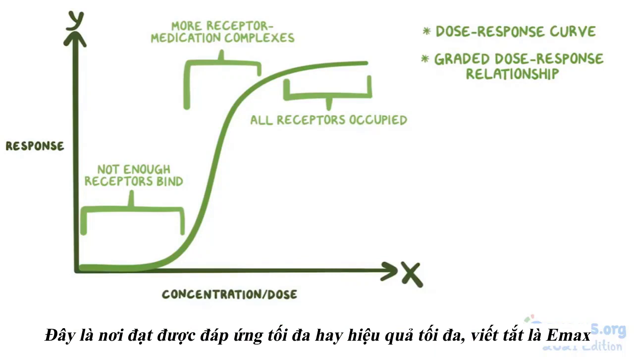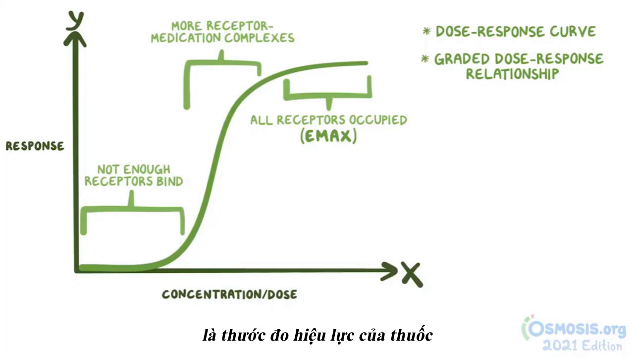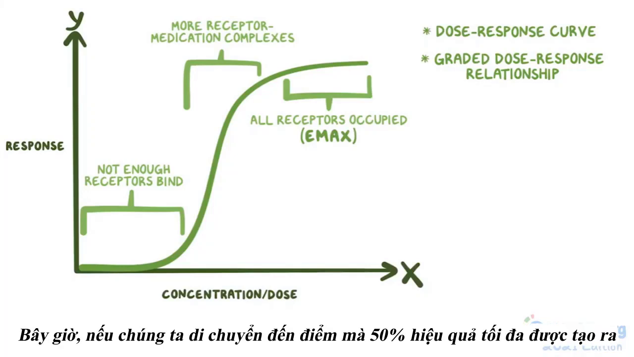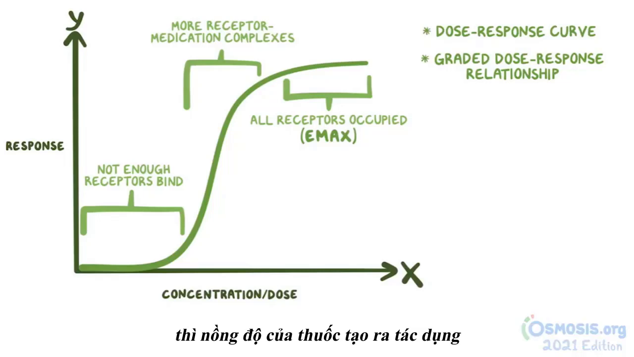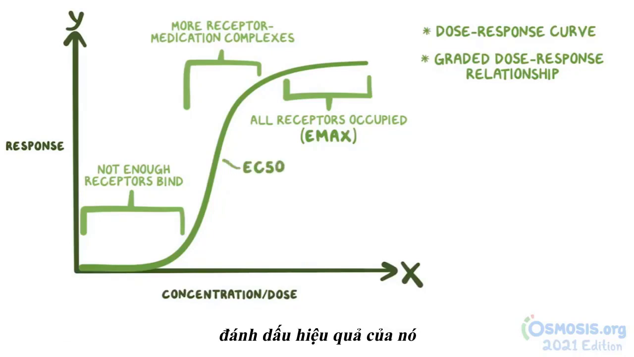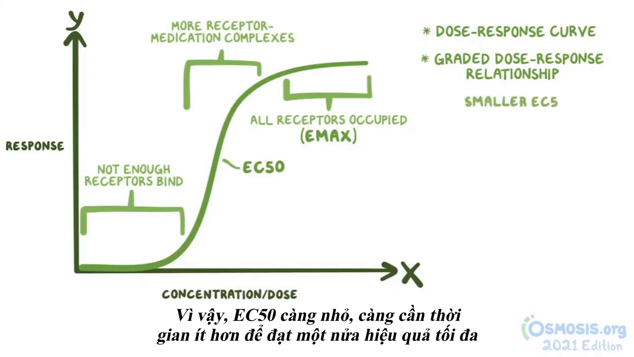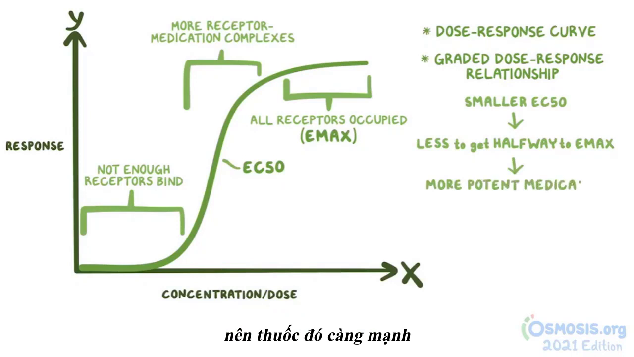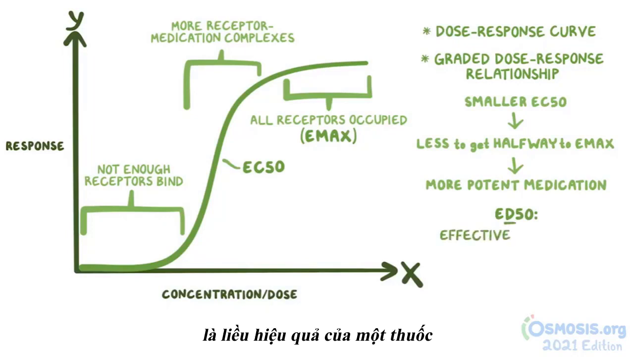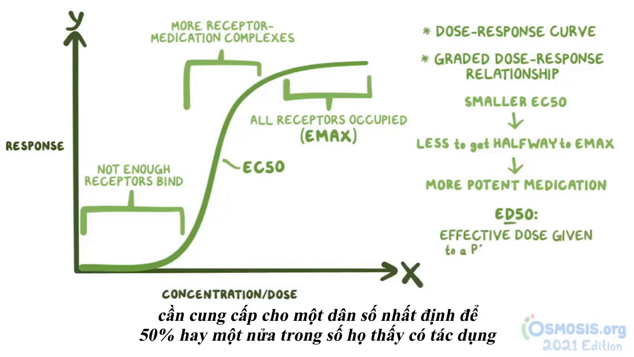This is where the maximum response, or effect, abbreviated as Emax, is achieved, which is a measure of the medication's efficacy. Now, if we move to a point where 50% of the maximum effect is produced, the effective concentration of the medication producing this effect, known as EC50, marks its potency. So the smaller the EC50, the less it takes to get halfway to the maximum effect, so the more potent that medication is. A similar concept is ED50, which is the effective dose of a medication that needs to be given to a certain population so that 50% or half of them see an effect.